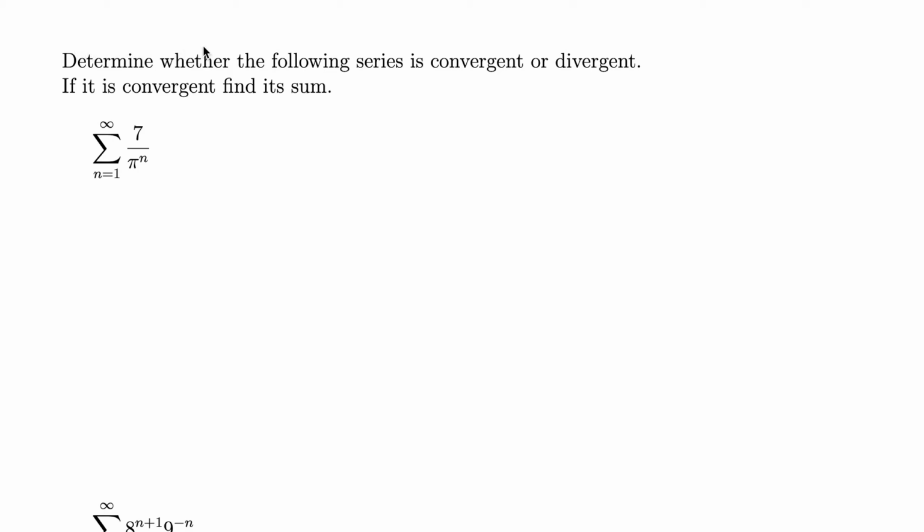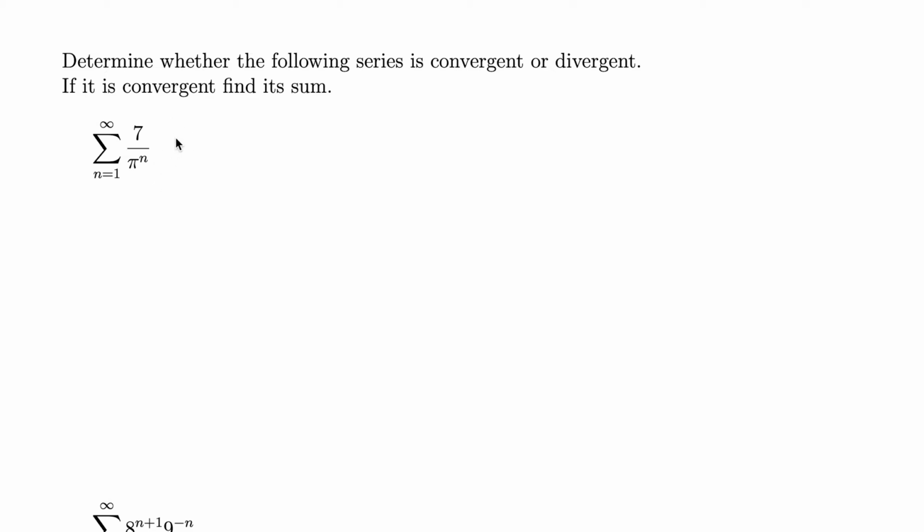Determine whether the following series is convergent or divergent. If it is convergent, find its sum. In part A, we got 7 over pi raised to n. Pi is an irrational number whose value is about 3.14.